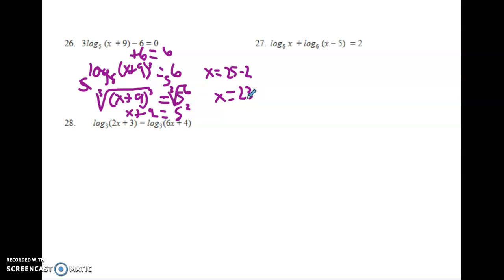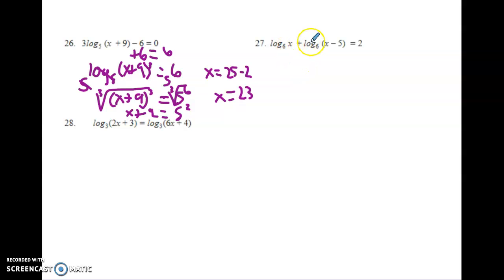Now one thing I forgot to mention on these is to check to make sure that you don't have any extraneous solutions. So let's check on this one. 23, if you put it back in here, is still a positive number. The big thing to watch out for is if you get any negatives. Then that would make the solution undefined.